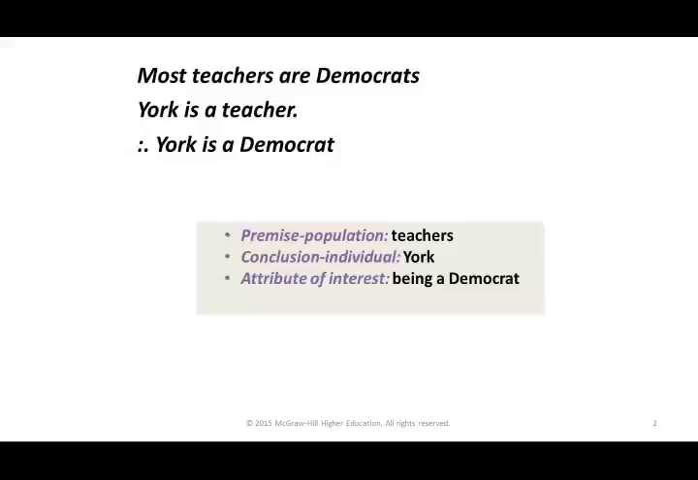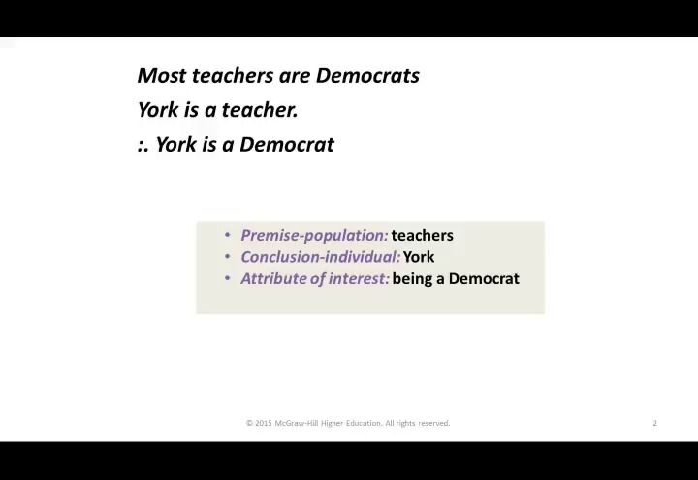So let's take a closer look at this argument. Again, most teachers are Democrats. York is a teacher. Therefore, York is a Democrat. I'm concluding that York is a Democrat. Why? Well, I've got two premises, that most teachers are Democrats and that York is a teacher. And from that, I'm concluding that York is a Democrat. Now, because this is a generalization, I'm going to have premise and conclusion indicators that follow that verbiage.